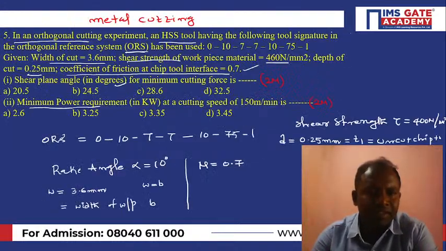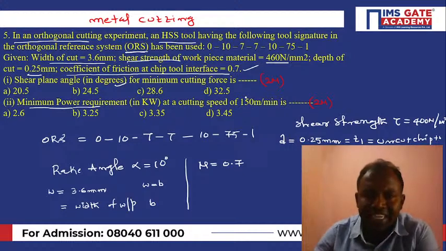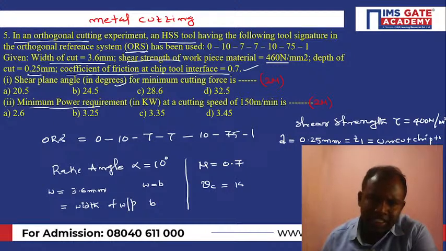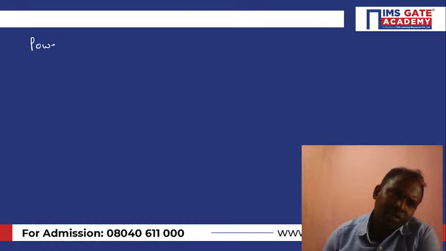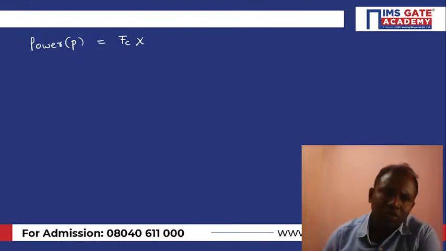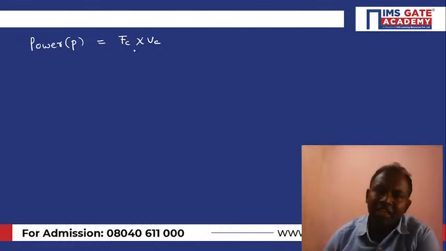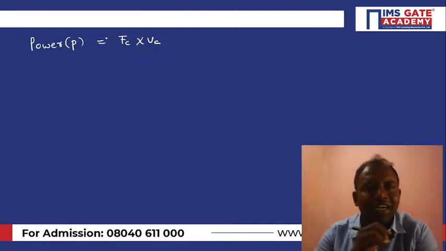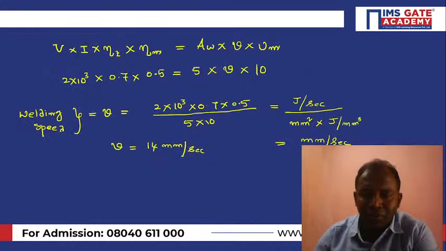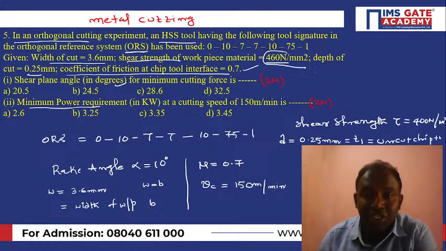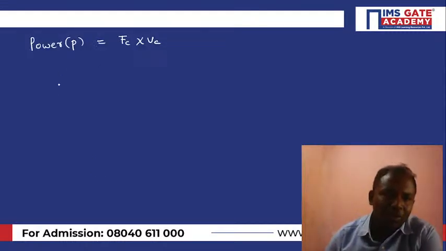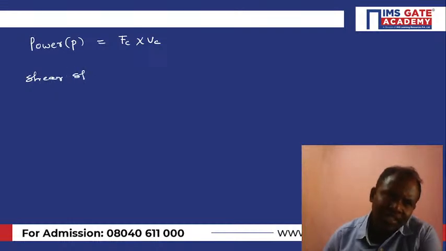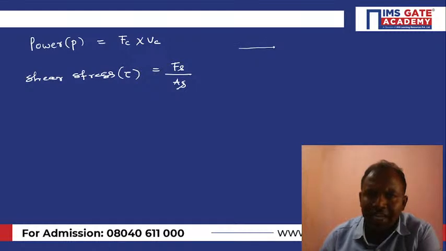Now what we have to find next? Power required for the cutting operation. The cutting speed is given: Vc is equal to 150 meters per minute. Now what is the power formula? You write that power formula. Power P equals cutting force into cutting velocity. But we don't know the cutting force, we only know the cutting velocity. Now how to find the cutting force? For that they gave you one small clue: the shear strength. From the shear strength you have to develop your cutting force. Okay, that is tricky. Here you have to use the Merchant circle relation. Now shear stress is equal to shear force divided by shear area. Now I will give you a small diagram to understand this.